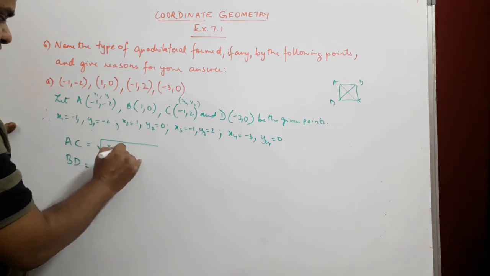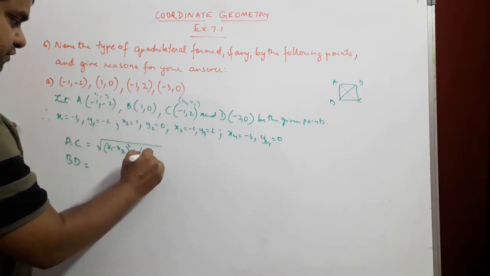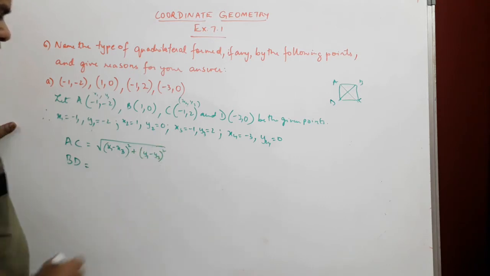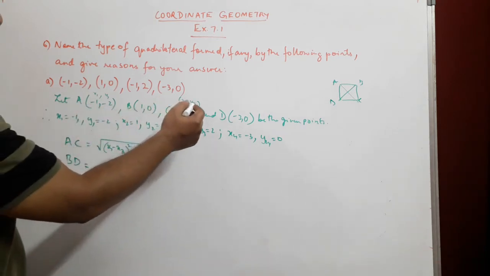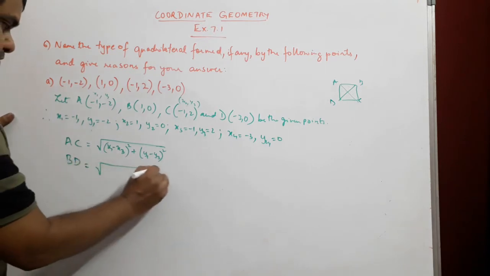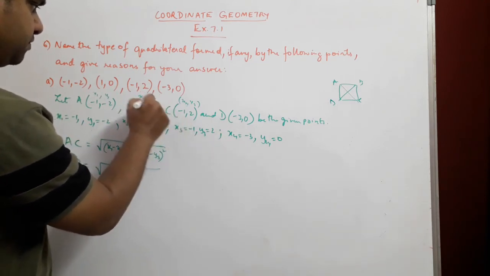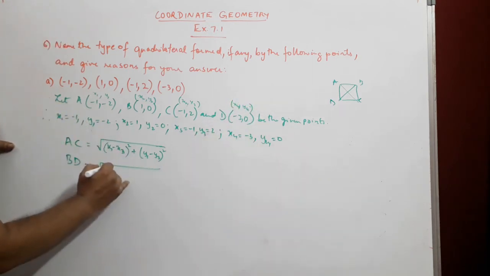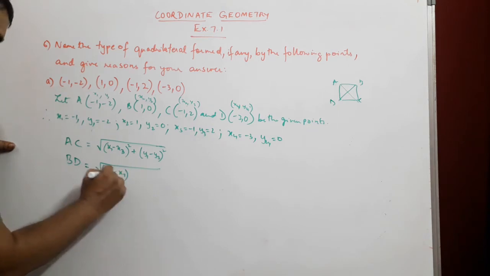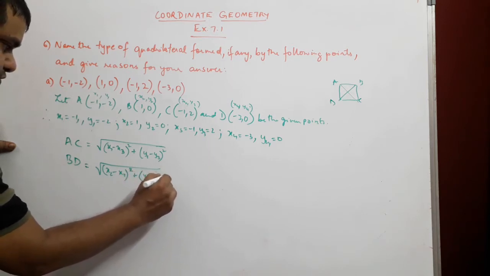So if we take x1 minus x3, raised to square, then the same way we have to write y1 minus y3. I am taking 1 and 3 because we are talking about A and C, and C corresponds with x3 comma y3. Similarly, when we speak about BD, then it will be between B, which is x2 comma y2, and D, which is x4 comma y4. So if we take x2 minus x4 raised to square plus y2 minus y4 raised to square, it is okay.